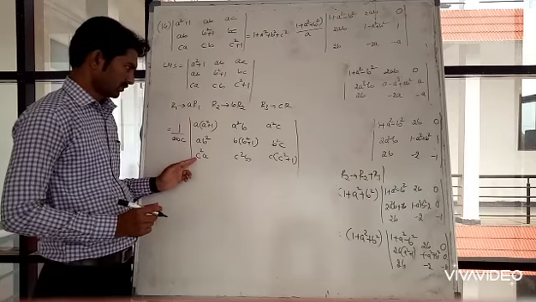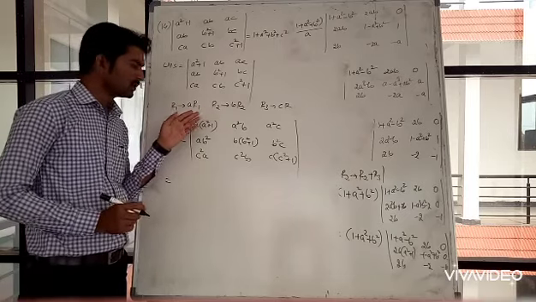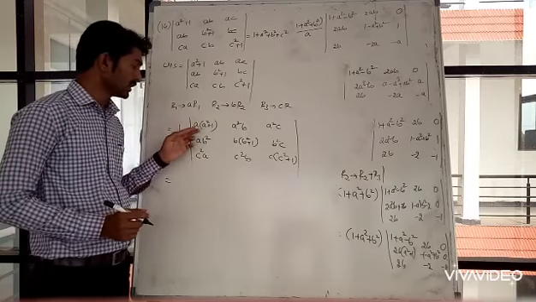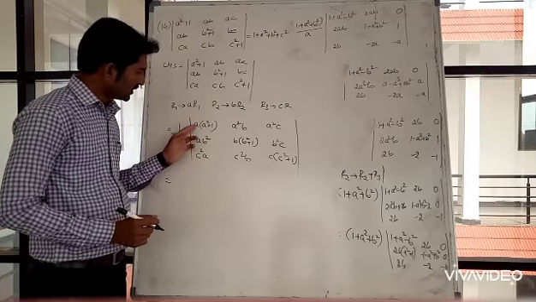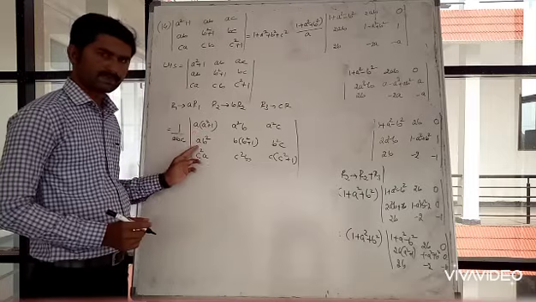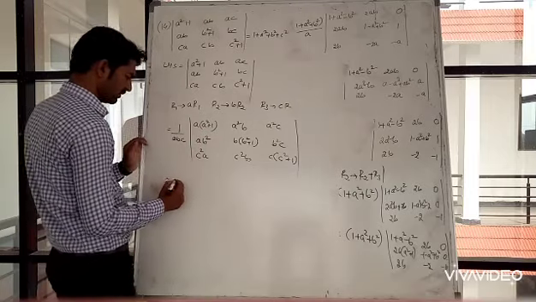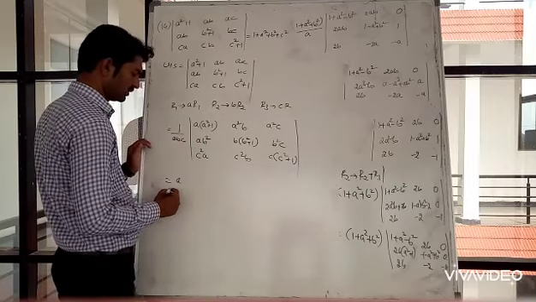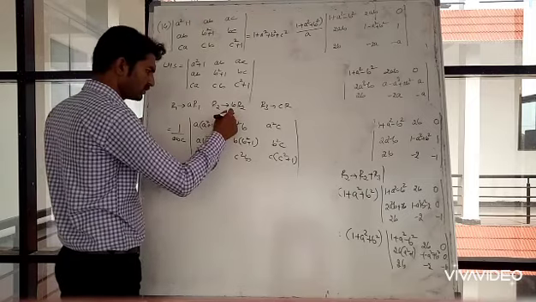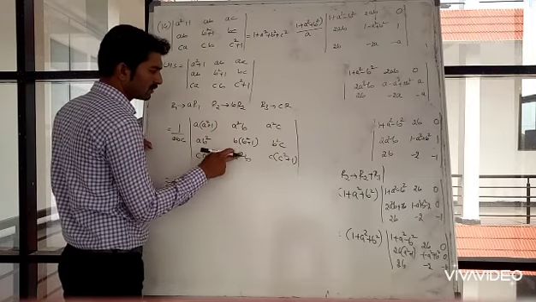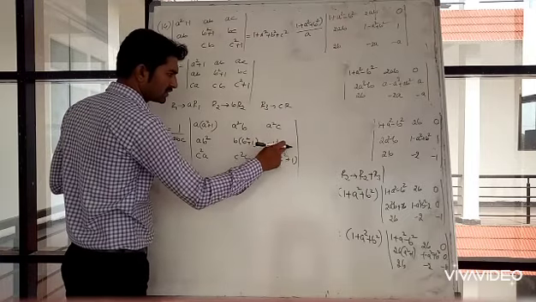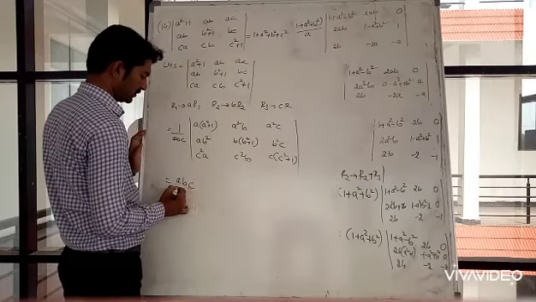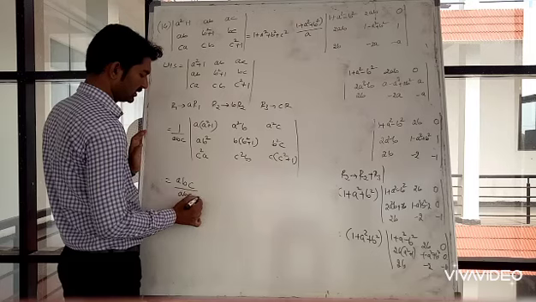From the first column, we multiply the first row by A, the second row by B, the third row by C. So in the first column, A is common. Take it outside. From C2, B is common, so take it outside. From C3, C is common. Take it outside. So ABC by ABC.